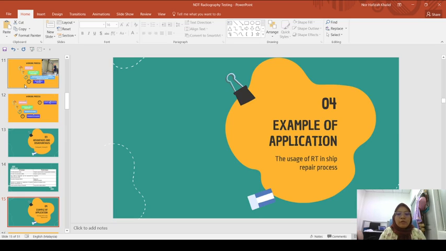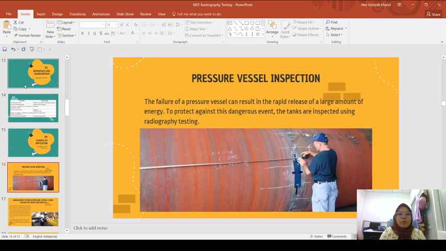Example of application in using radiography testing in ship repair process. The first one is pressure vessel inspection. The failure of a pressure vessel can result in a rapid release of amount of energy. To protect against this dangerous event, the tanks are inspected using radiography testing.